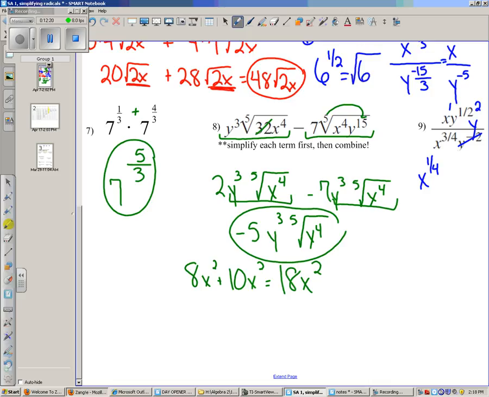And then with my y's, I'm going to add the exponents. So I get y to the 2 and 1/2 power. Now they don't write it like that, so I'm just going to turn this 2 and 1/2 from a mixed number into a proper fraction. So that's where you take 2 times 2 is 4, 4 plus 1 is 5. So I get y to the 5/2. And there's number 9.